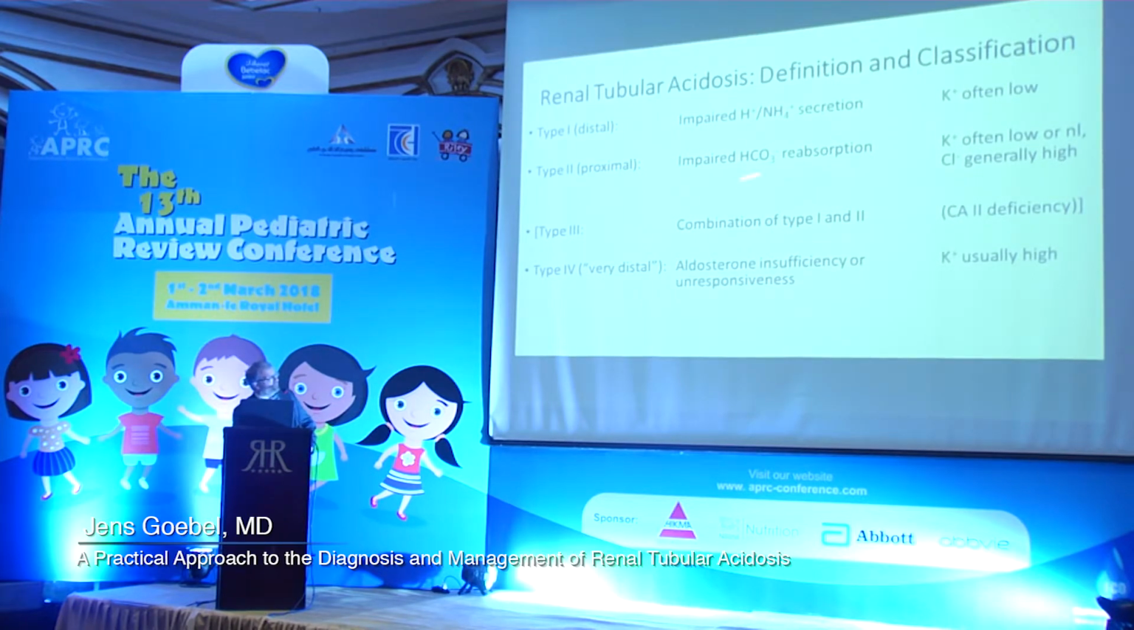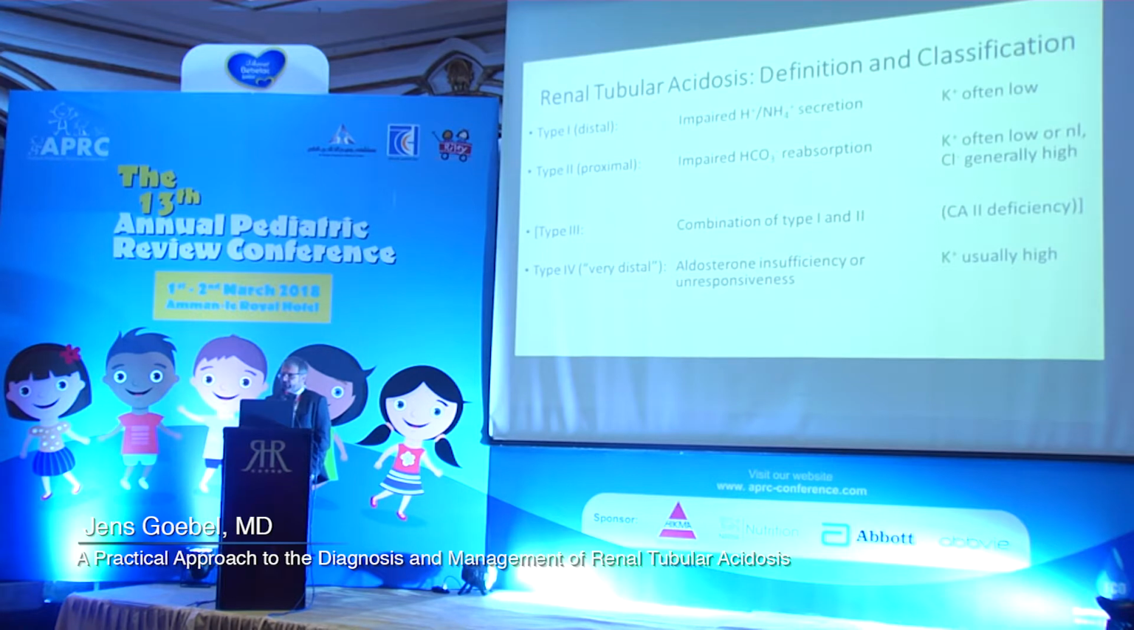Filtered bicarbonate is not being reabsorbed properly in proximal RTA. The proximal tubules, as you know, reabsorb all sorts of things when they're working well, and bicarbonate happens to be one of them. Once again, because of all kinds of interplay at the level of the kidneys, the blood work shows either a normal potassium or hypokalemia, whereas the serum chloride tends to be high in proximal renal tubular acidosis or type 2 RTAs.